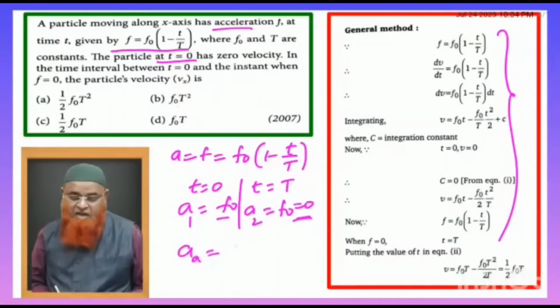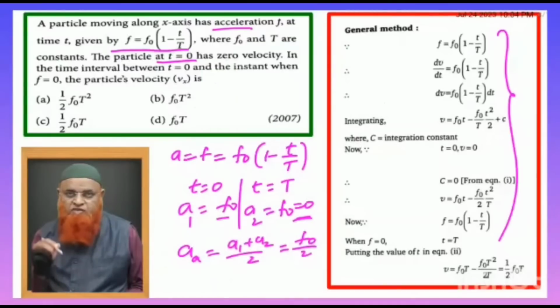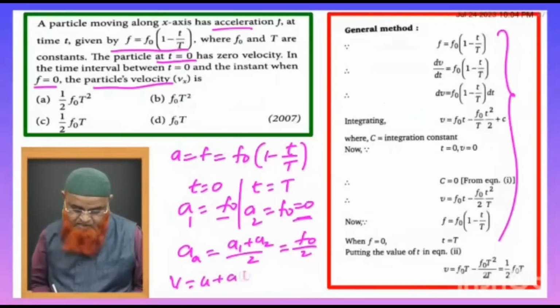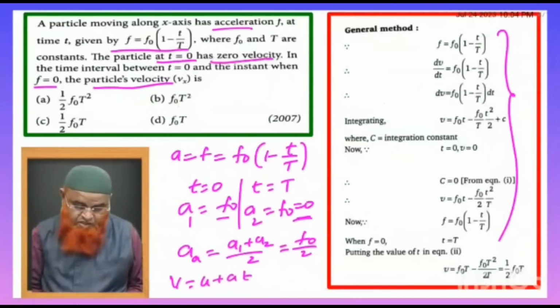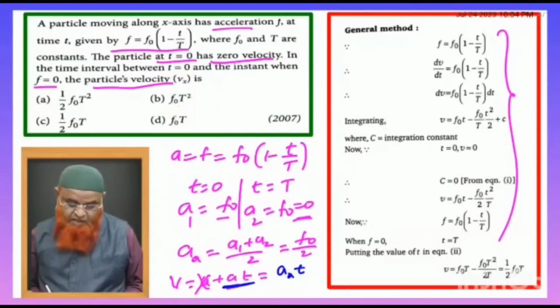So I can take the average acceleration, which is a1 plus a2 by 2, as f0 by 2. And it's asking us to find the particle velocity. Velocity is nothing but u plus a into t. Let us take the initial velocity as 0, because he is telling us the velocity is 0 initially. So this can be taken as average acceleration into t, where t is capital T.